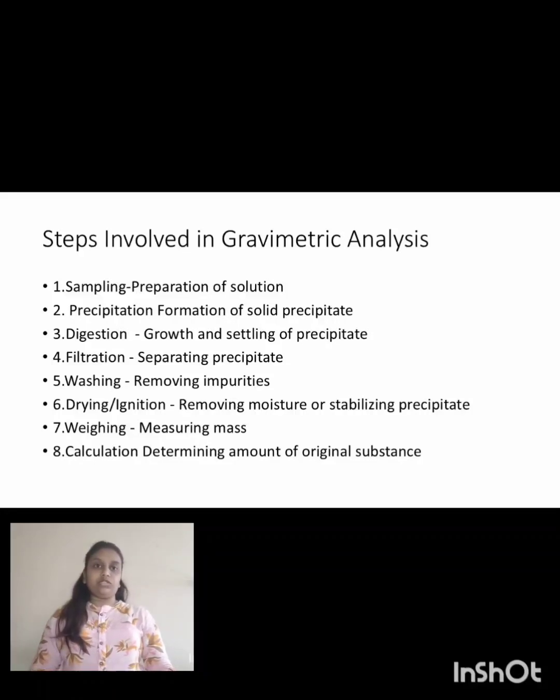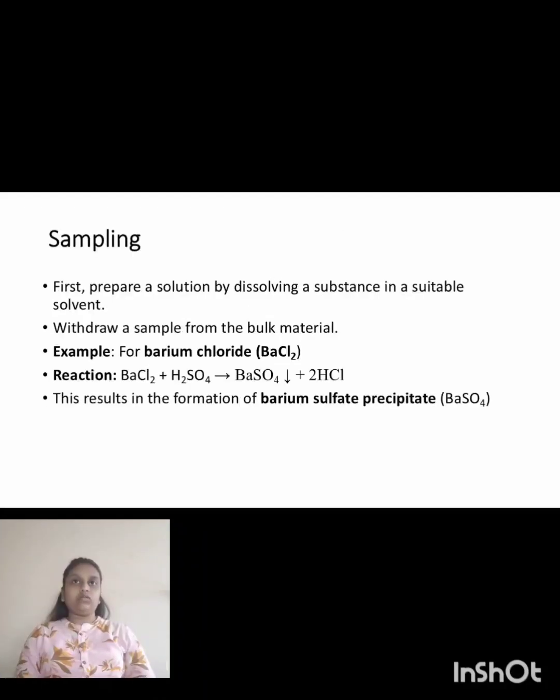Now let's move on to the steps involved in gravimetric analysis. There are a few steps involved in gravimetric analysis: sampling, precipitation, digestion, filtration, washing, drying or ignition, weighing and calculation. Now let's see the first step, sampling.